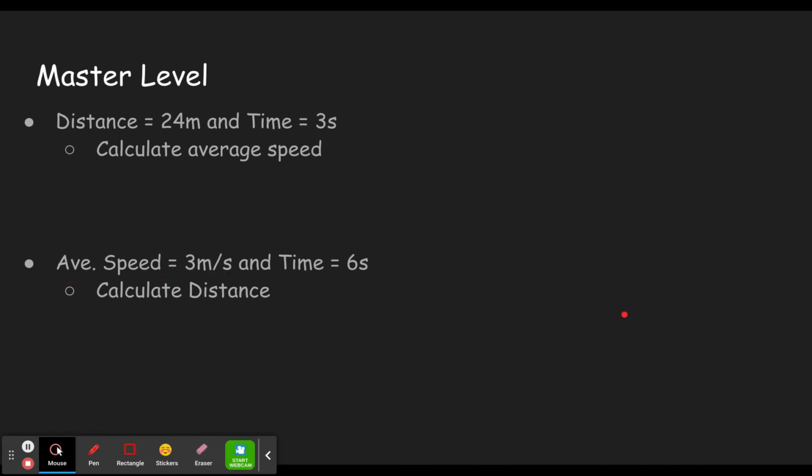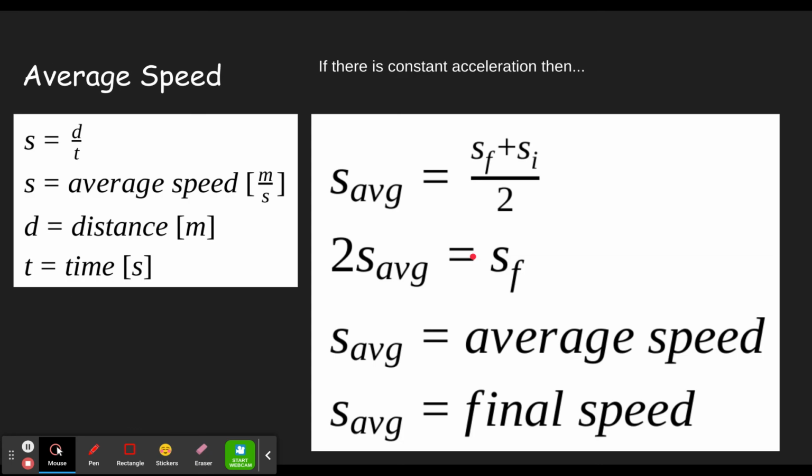All right, moving on to our last concept before we hit the wizard level. So you will once again need to be able to use your average speed equation, but you'll also have to understand what happens if something is undergoing constant acceleration. What will happen, I believe, in all of these examples is something's going to start from rest. This is the initial speed. This is the final speed. Like in a car race, the cars have to start at rest.